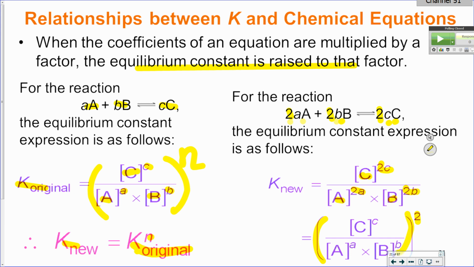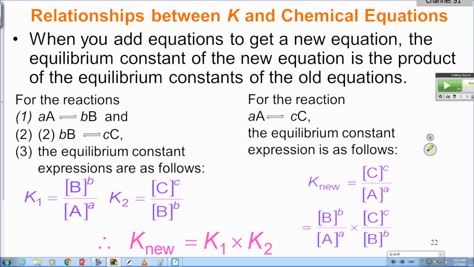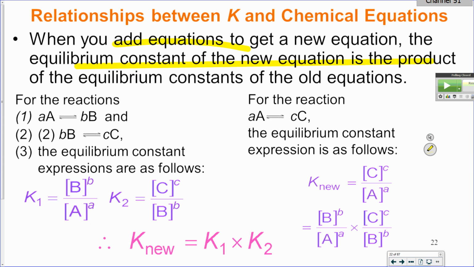All right, if it is 2 in this case, it would be everything multiplied by 2. So we can change the stoichiometries to fit what we need in systems. So being able to switch them around and then multiplying them by a factor, those are easy changes that we can do. Now when we add systems together to get a new equation, we take the product of the equilibrium constants from the old reactions.